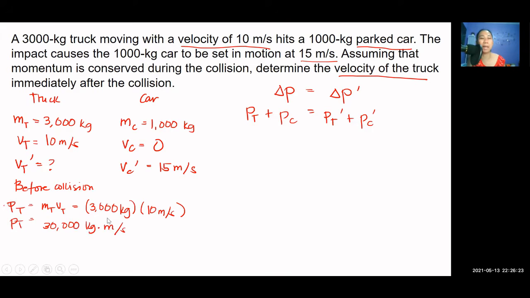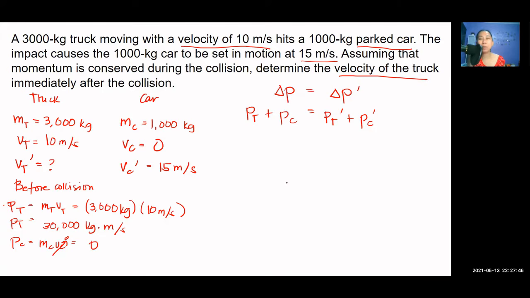Now, next, i-compute naman natin yung momentum ng car before collision. So, sabi dyan, meron tayong pc is just equal to mc vc. Now, nabanggit natin dito na yung vc natin is just equal to 0. So, yung initial velocity ng car is just equal to 0. So, automatically, any number that is multiplied to 0 is just 0. So, therefore, ang momentum ng ating car before the collision is just equal to 0.